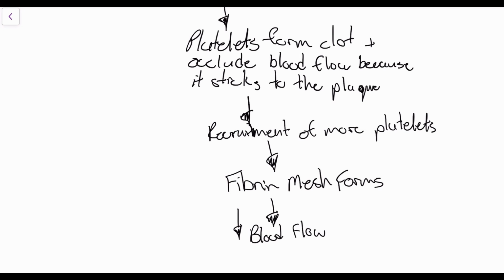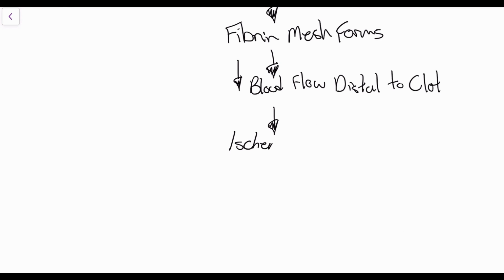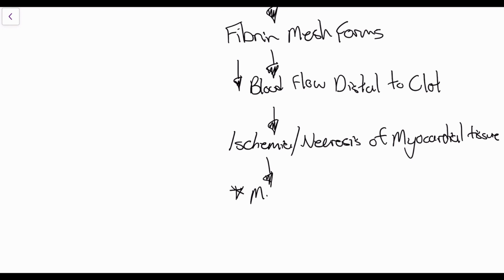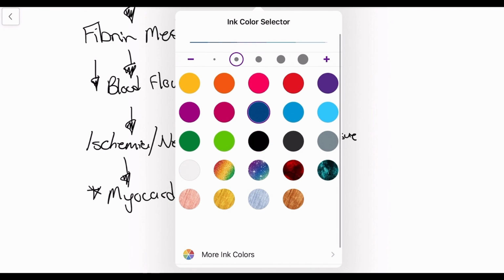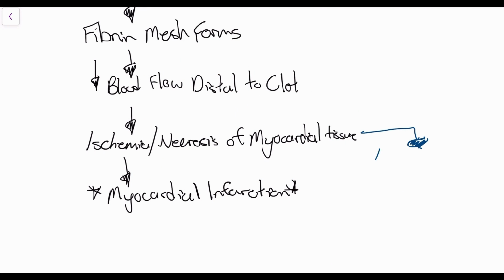This inhibits blood flow distal to the clot and results in ischemic chest pain and necrosis of myocardial tissue. The myocardial cells quickly switch to an anaerobic metabolism, which increases the production of lactic acid, further exacerbating the symptoms.